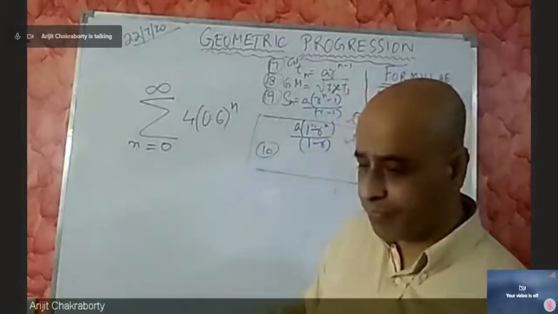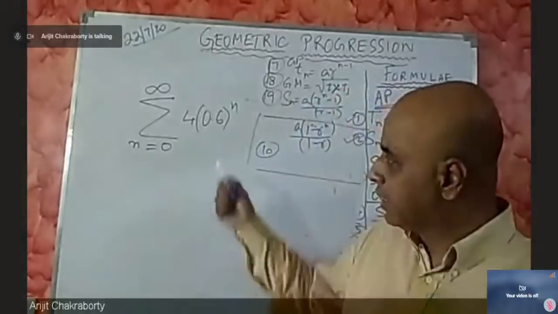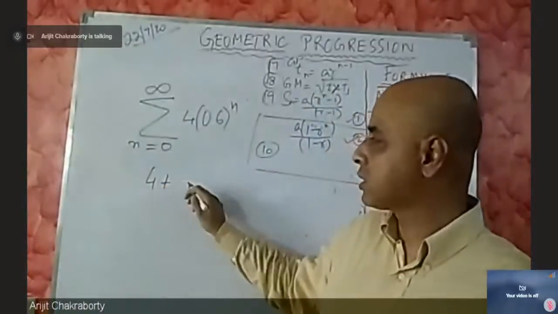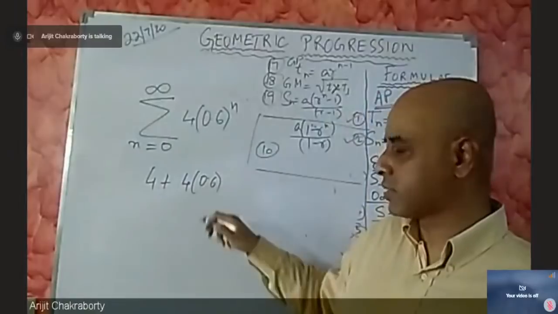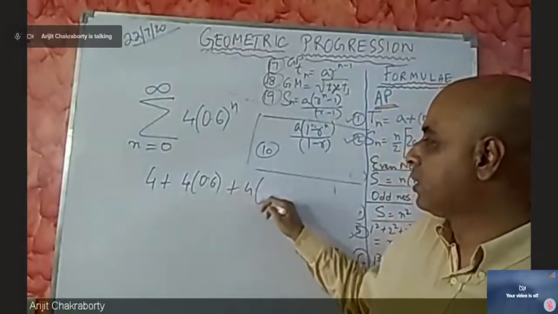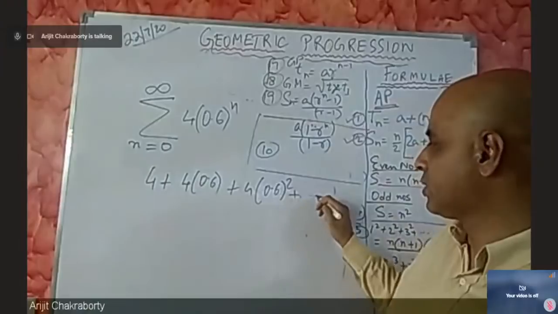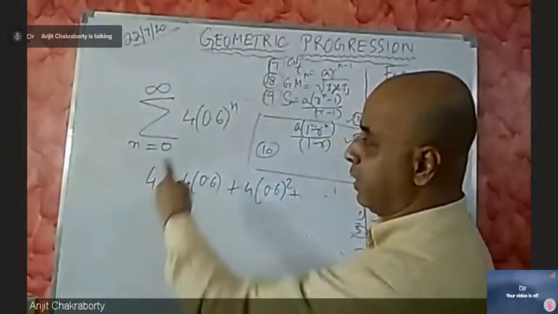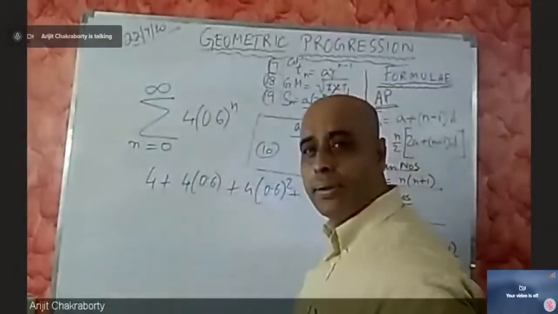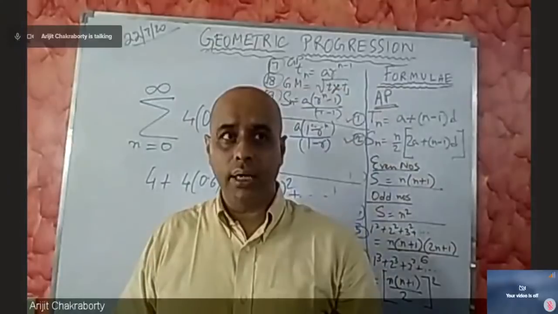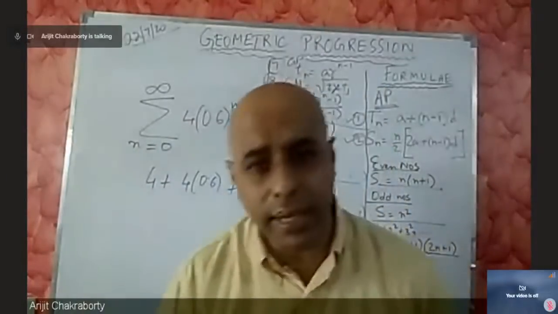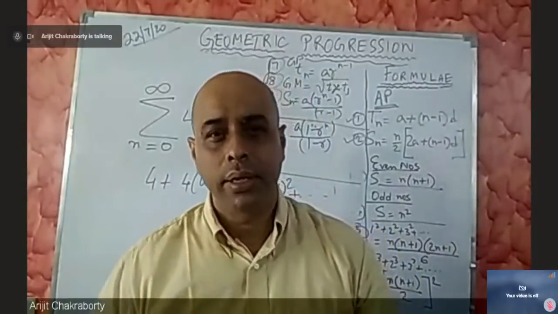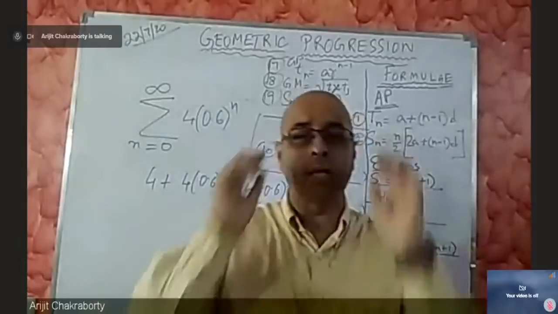If you expand this, what you get is 4 plus 4 into 0.6 plus 4 into 0.6 square. Like this, it goes on and on and on. It's an infinite GP, because please note n is 0 to infinity. As I understand, this concept is going to be very useful for you when we discuss differential calculus, integral calculus, and you will see the beauty of mathematics.